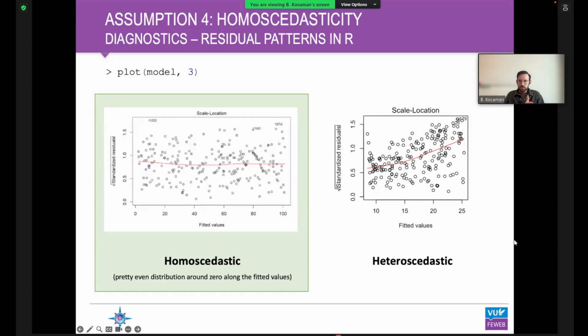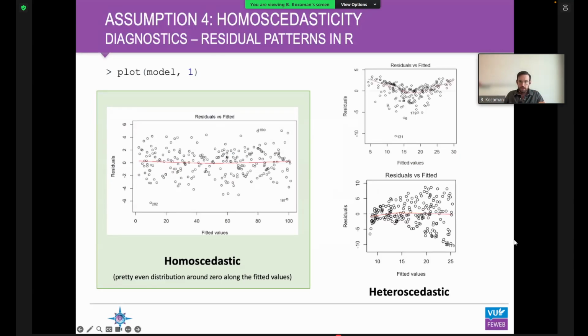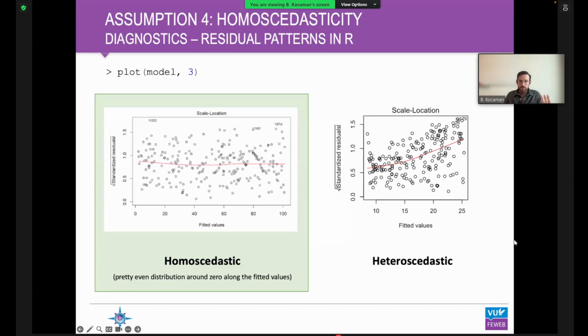So just know which one to use. The first one is residuals versus fitted. The second one is a QQ plot, and the third one is the standardized residuals. Sorry, the scale location plot.